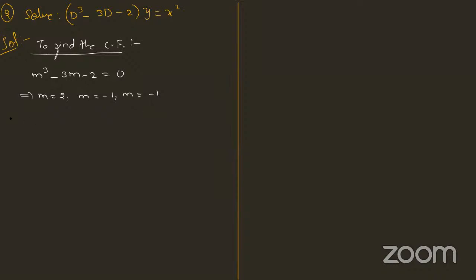Now, keeping these things in view, we can write the complementary function, yc equals, corresponding to 2, because they are all real roots, c1 e to the power of 2x plus, corresponding to this repeated root minus 1, we can write c2 plus c3 x into e to the power of minus x. So that's your complementary function done. Now let's calculate the particular integral.